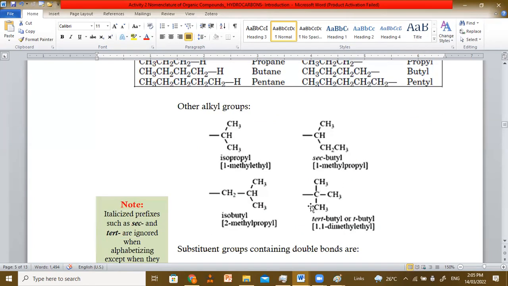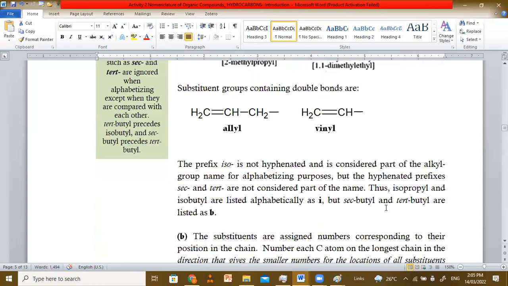It can also have tertiary butyl. There are 3 carbon atoms, and on this central carbon atom having methyl groups, we call this tertiary butyl. And isobutyl, you have this kind of structure, with CH3, CH3, and then this. Of course, there's also the IUPAC name, but you just have to memorize isopropyl, secondary butyl, isobutyl, tertiary butyl, or t-butyl. Those are common names for our alkyl groups, so they are acceptable in the nomenclature of organic compounds.